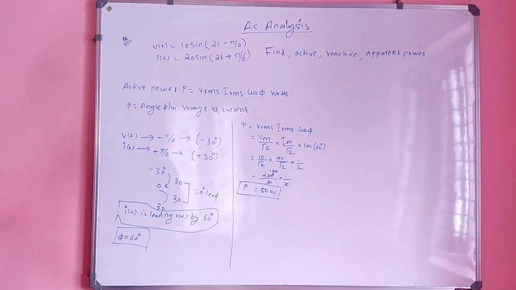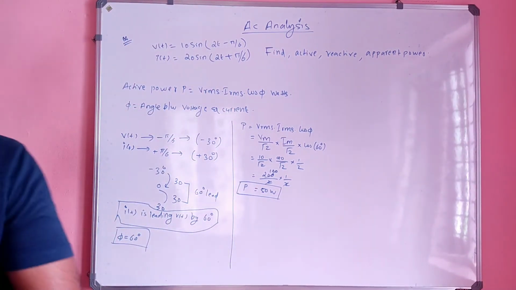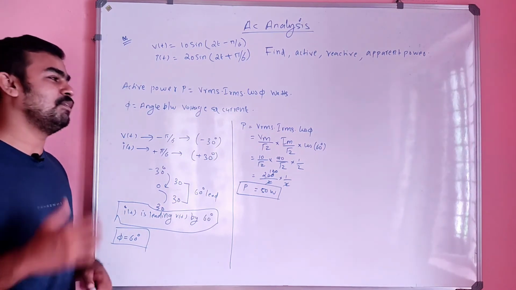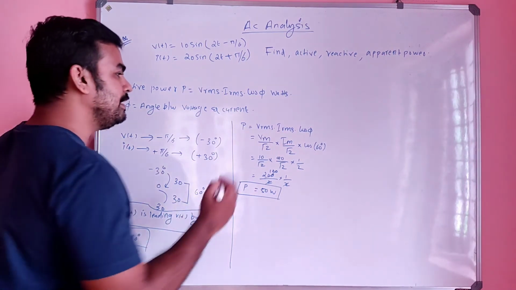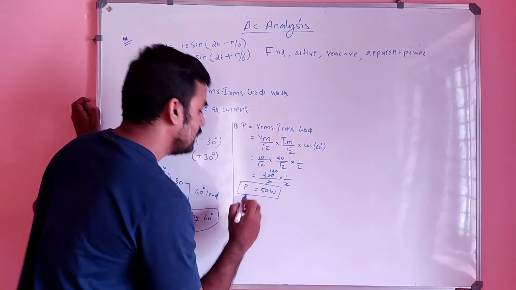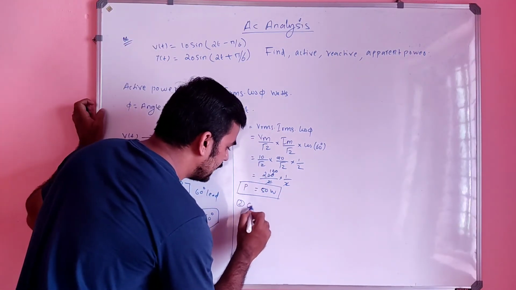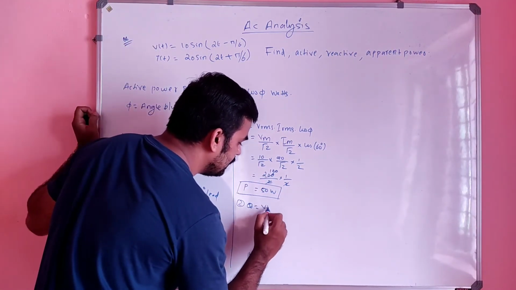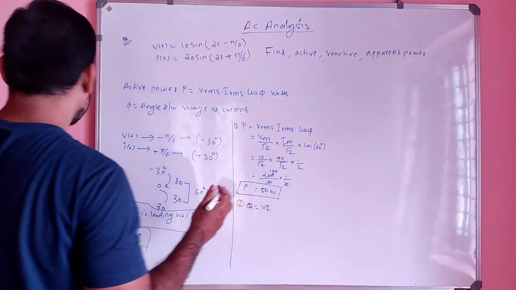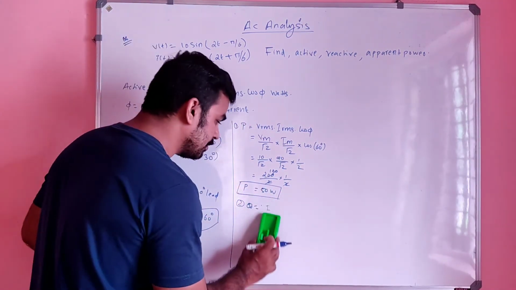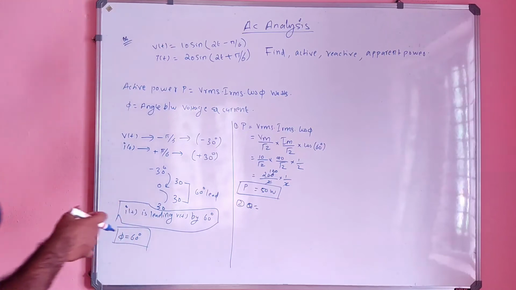So active power you got as 50 watt. Then what will be the reactive power? So this is first, and we have to find Q, reactive power, right? Q is nothing but Vrms into Irms. Simply VI means Vrms into Irms, okay? That you have to clearly mention.